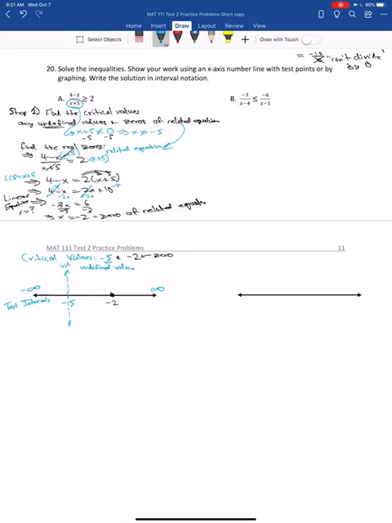So we have -∞, -5, and we need a parenthesis on -5. Make sure we don't include that. That is an undefined value, right? So our denominator became 0. That's where our vertical asymptote is.